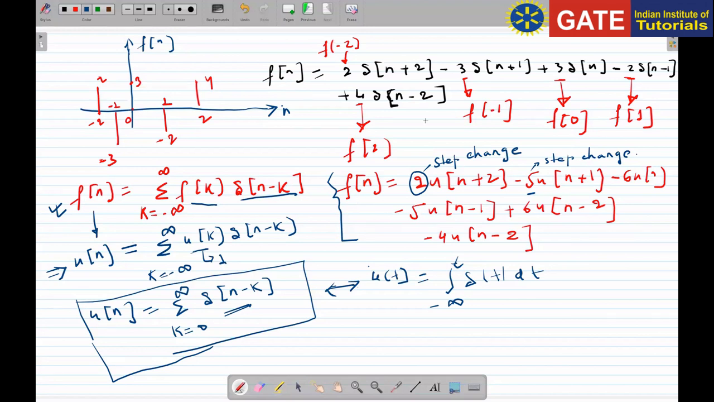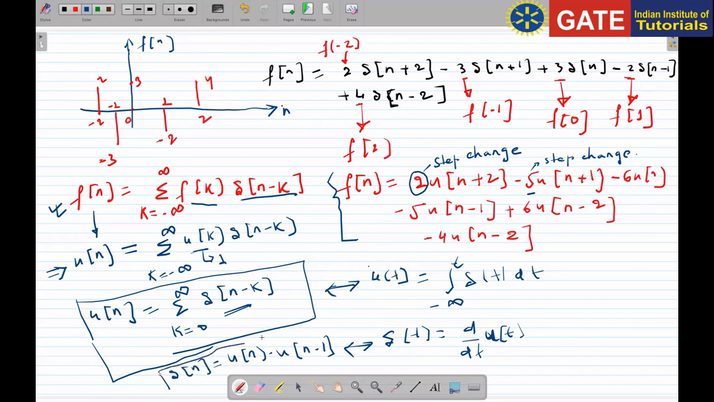Yes, sir. So likewise, we have del of t equals d by dt of u of t, if you remember. Here, since it is an integration, here it will be u of n minus u of n minus 1 for del of n. Simple. You can draw this also and subtract it, you will find this value. It's not a big deal.